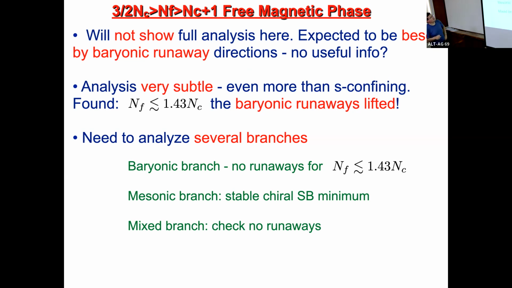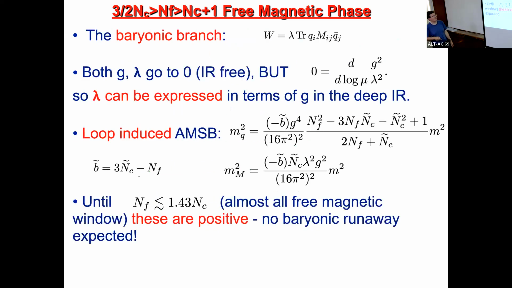Okay, free magnetic phase. So that was another interesting direction. Again, people said that there will probably be all kinds of baryonic runaways. You won't be able to say anything. Turns out that's again not true. It turns out that at least for the lower end of the free magnetic phase, not quite the entire free magnetic phase, we can show that there are no baryonic runaway directions. And again, we have to check several different branches: the mesonic branch, a mixed branch, and the baryonic one.